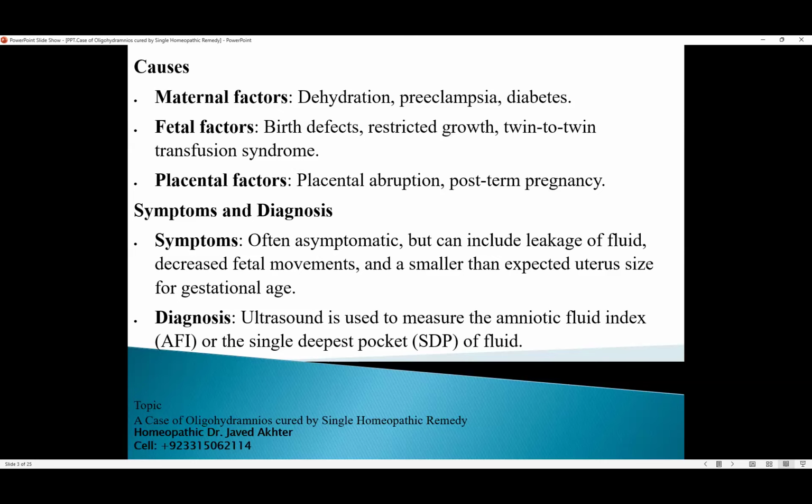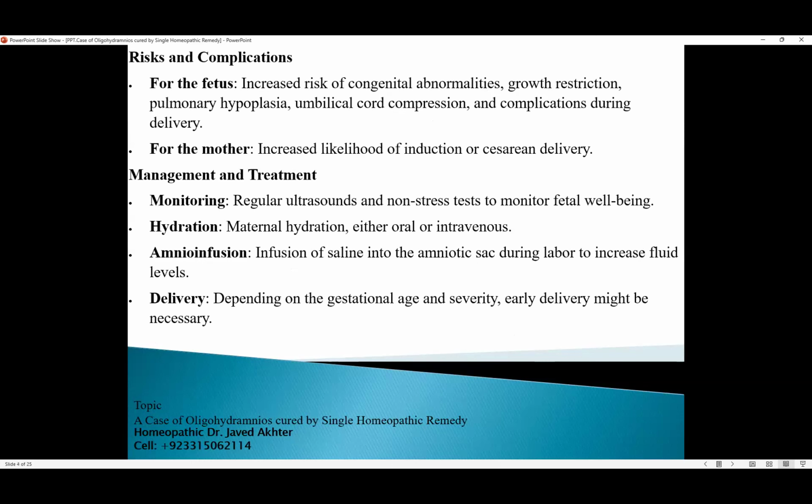Diagnosis. How can we diagnose this? Ultrasound is used to measure the amniotic fluid index, AFI. AFI stands for the amniotic fluid index, or the single deepest pocket, SDP, of fluid. What are the risk factors of the oligohydramnios? For the fetus, increased risk of congenital anomalies, growth restriction, pulmonary hypoplasia, umbilical cord compression, and complications during delivery. For the mother, increased likelihood of induction or cesarean delivery.